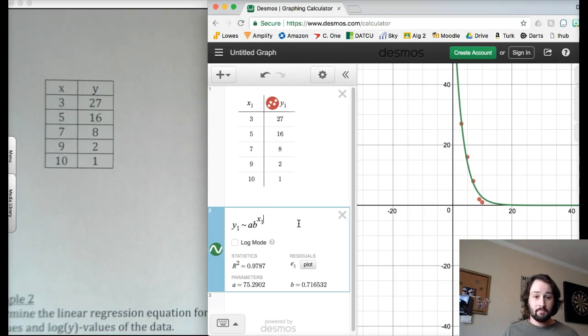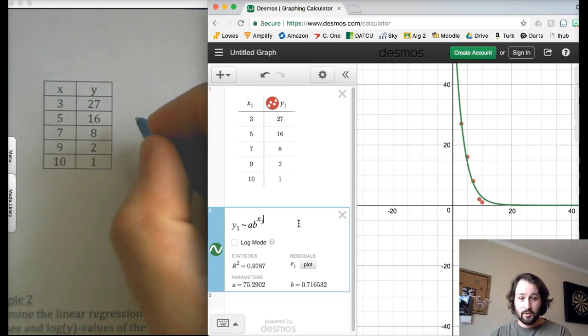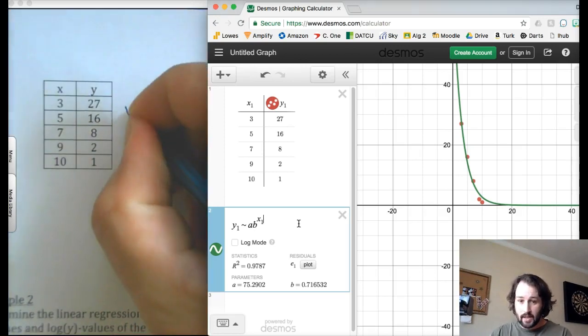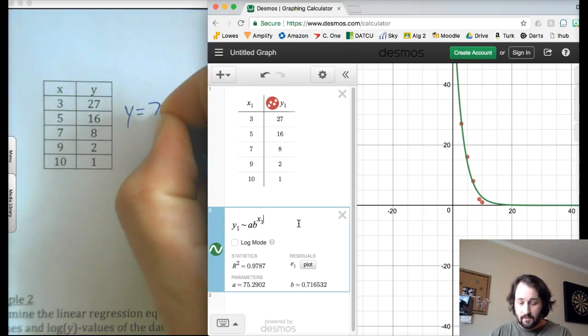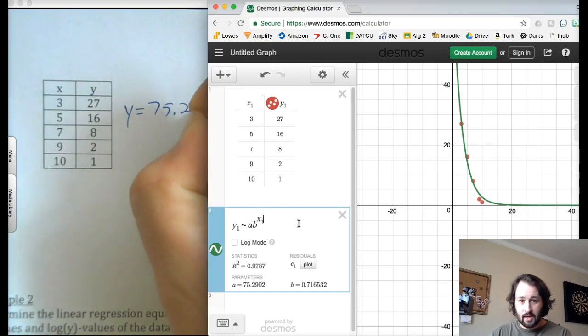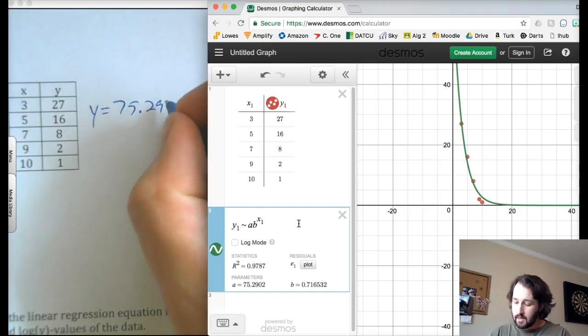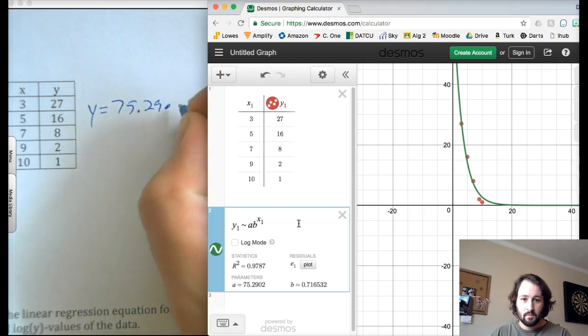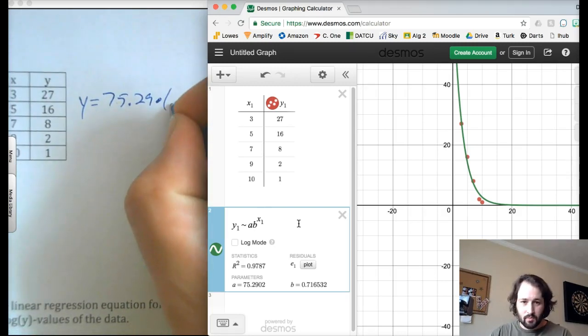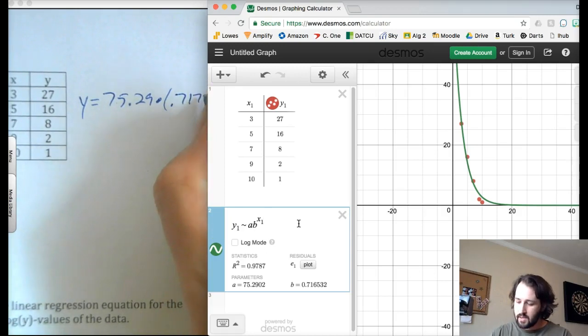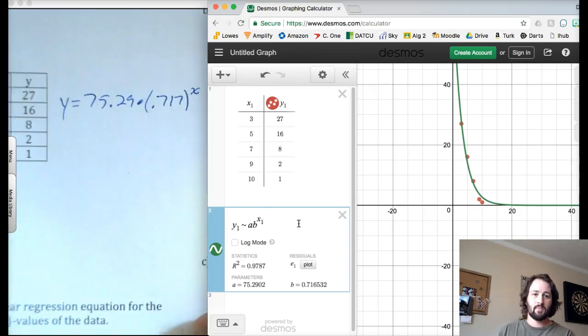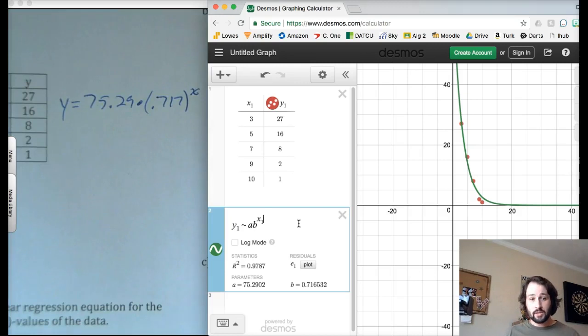So with that being said, that's it. And I'm just going to write my a and b values. So y equals, a is 75.29, and then times b. I usually like to put parentheses just to make sure it's not confused with that. 0.717 to the x power. That would be your equation.